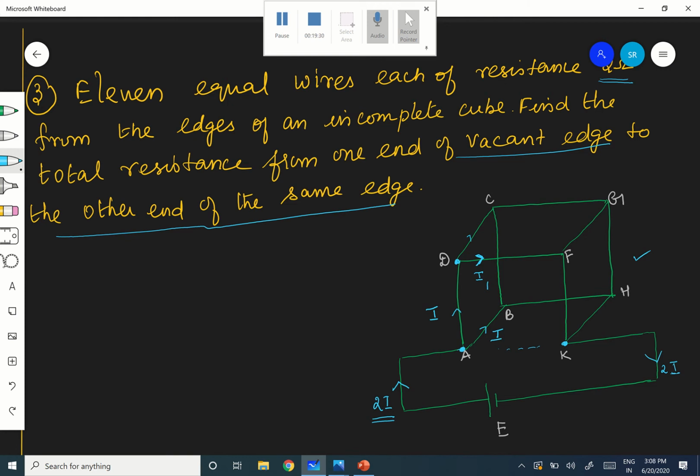But it has 2 branches. Okay, one along DF and another one along DC. So, I am taking along DF, let it be I1. Therefore, along DC, it should be I minus I1. Therefore, current entering is equal to current leaving. Okay, are you following? Right.